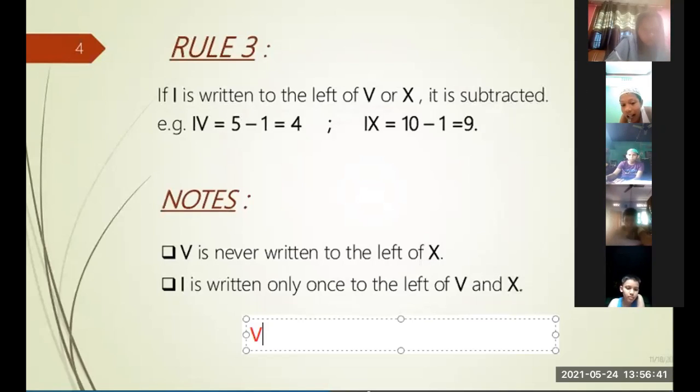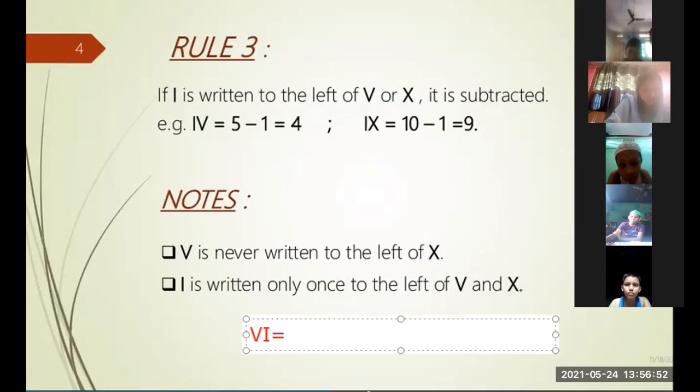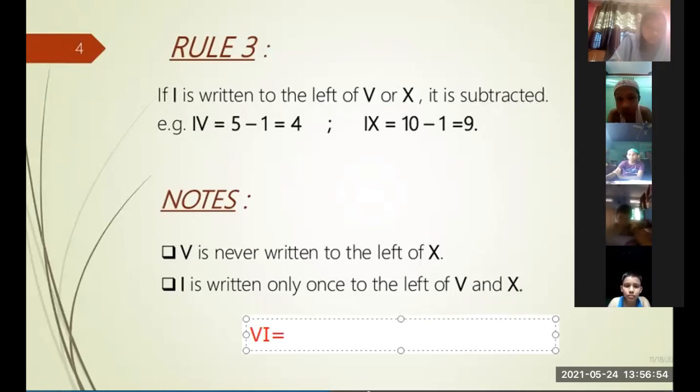Okay. Now let's see the example. So suppose that one I have written. That one you tell me. Tell me what will do. Sir, 6. How? Tell me. Sir, V is 5 and I means 1. V is 5, I means 1. And 6, 1.